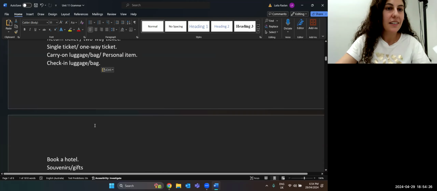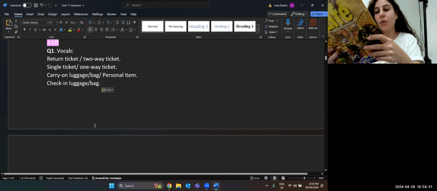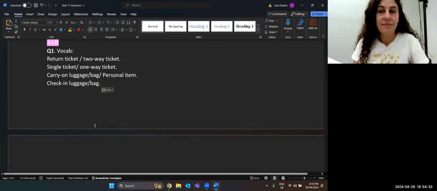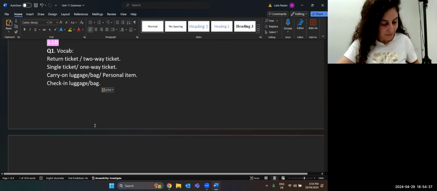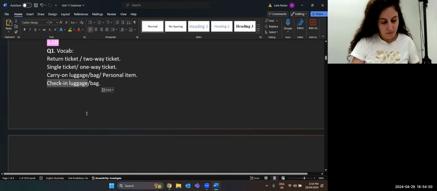So let's have a look. Do you tick which one is you? Do you always buy a return ticket? So for me, yes, because I have to come back home. Do you always check in more than one bag? Maybe sometimes, not always, but sometimes I check in one bag, sometimes no.